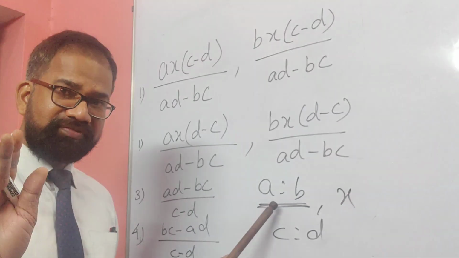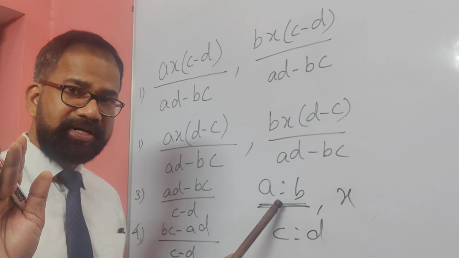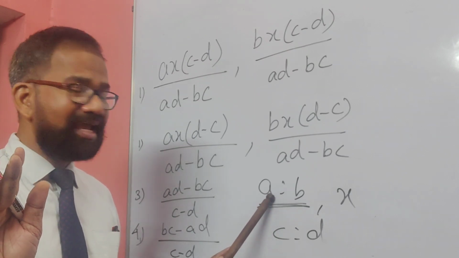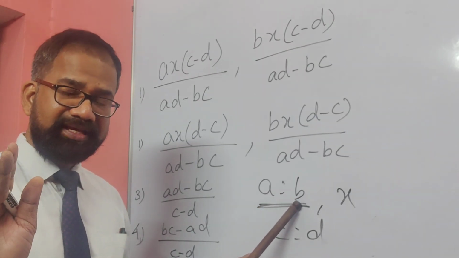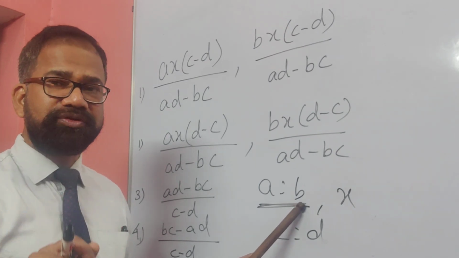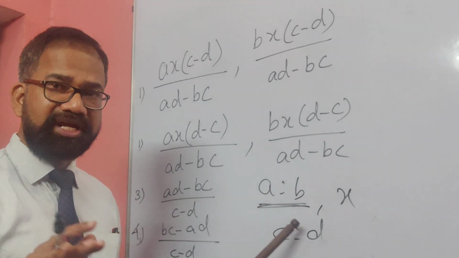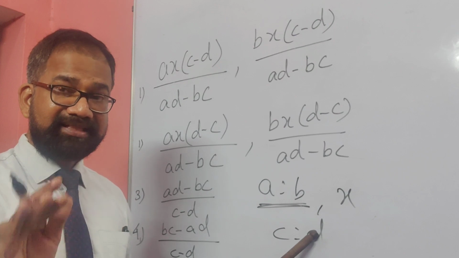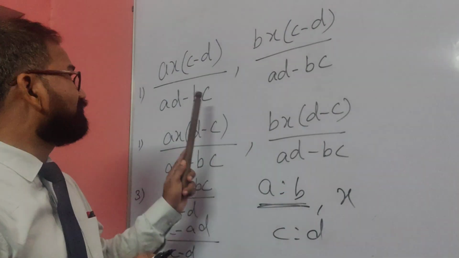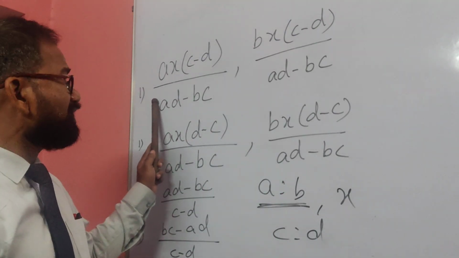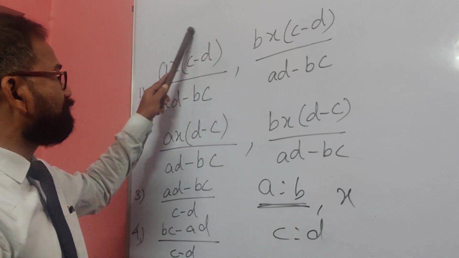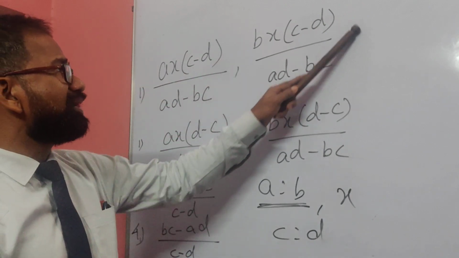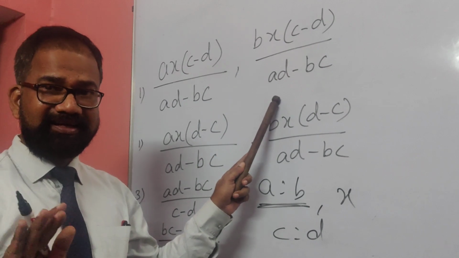Once again, what is the question? The ratio between two numbers is A upon B, and if X is added to these numbers, the ratio becomes C ratio D. Then the numbers are: the first number is this and the second number is this.